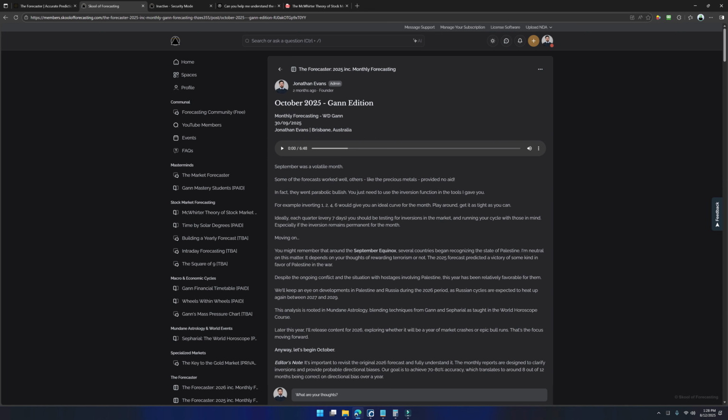Now, we don't always get it right. There are going to be some months that we get completely wrong, and some months that require some interpretation. However, over a 12-month period, we aim for at least 80% accuracy. So 80% of the time, we're able to generate a curve that represents the general market pattern, the general market theme for that specific month.